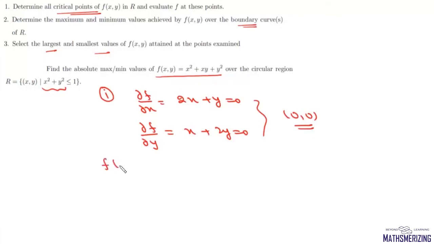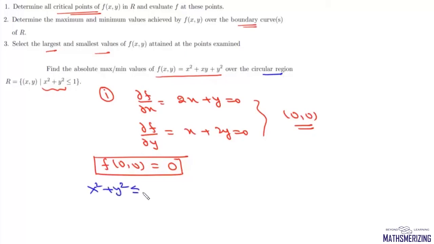We'll also find the value at (0, 0). Now the value of this function at (0, 0) is simply 0. So the value of f(0, 0) is 0. Now second step is we need to determine the maximum and minimum value achieved by this function over the boundary curve of R. In this case, the region is this circular region x square plus y square less than or equal to 1, and the boundary curve for this region will be x square plus y square equals 1. Now we need to find the maximum and minimum value of this function on this boundary curve.